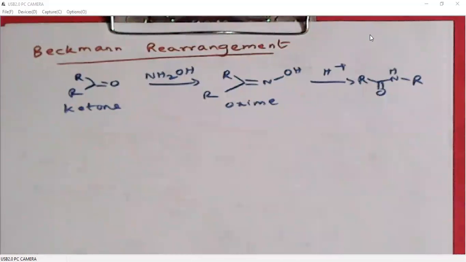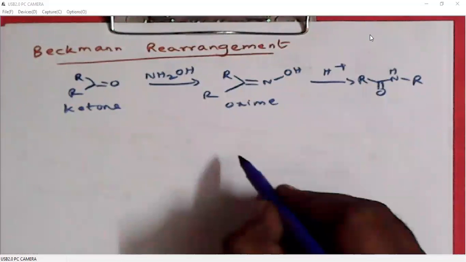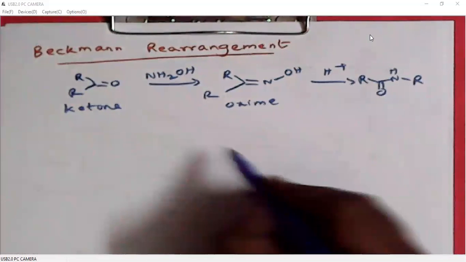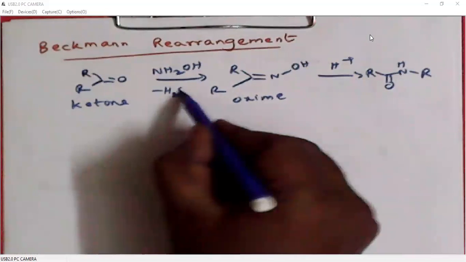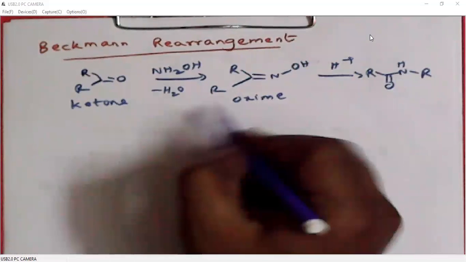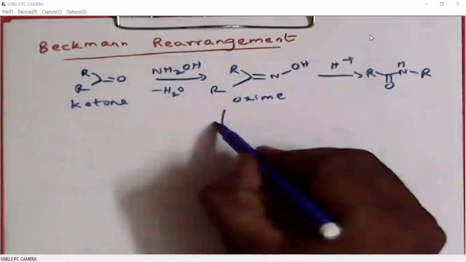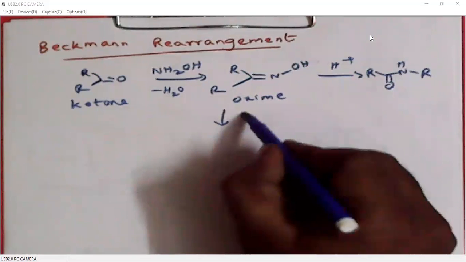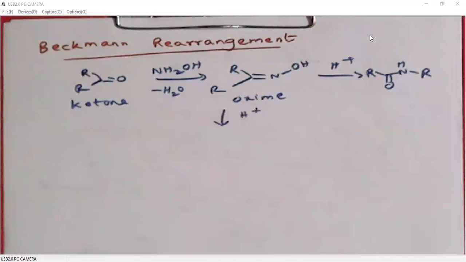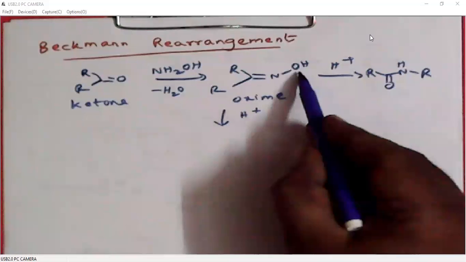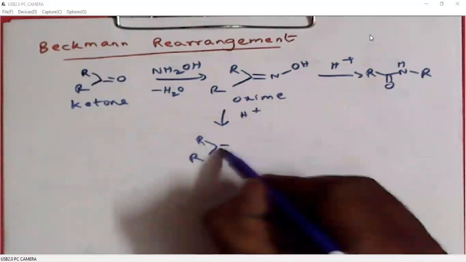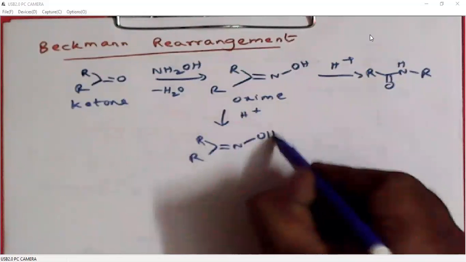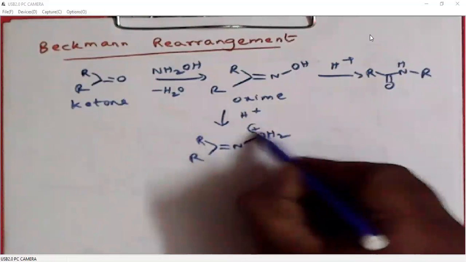How do we convert this? Of course, here there is a loss of water molecule. I'm not going to discuss the mechanism of oxime formation, but I'll discuss this. When oximes are treated with acids, of course, this hydroxy group is the one which will undergo protonation. So it becomes OH2 plus.